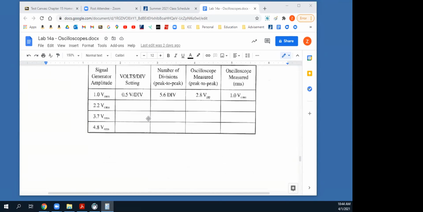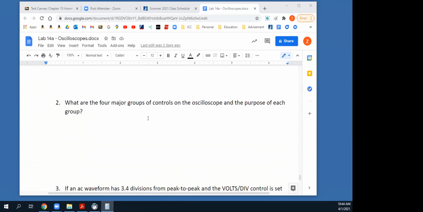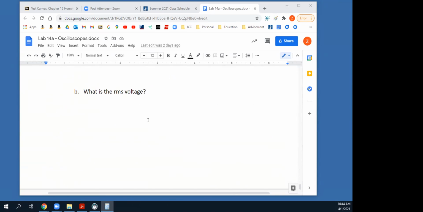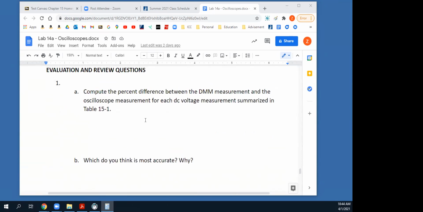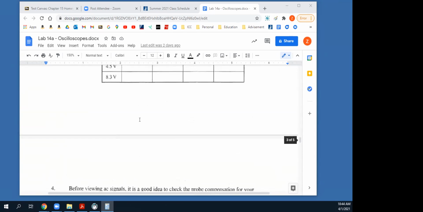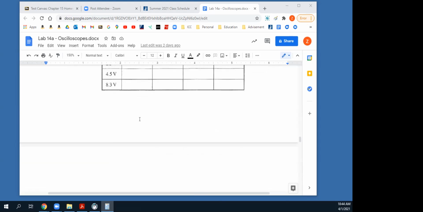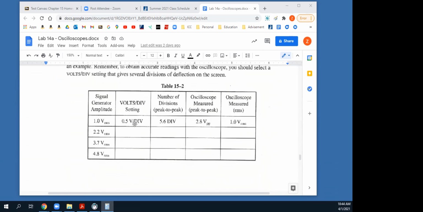So when you're done filling out that table, you can answer the review questions and turn them in to me either before you leave, or you can take them home, do the questions, and bring them in on Tuesday, however you want to do it. I don't care. Just turn them in whenever you get them done.